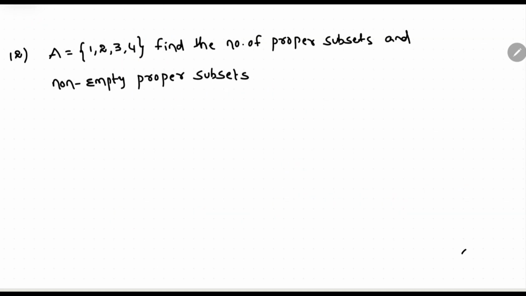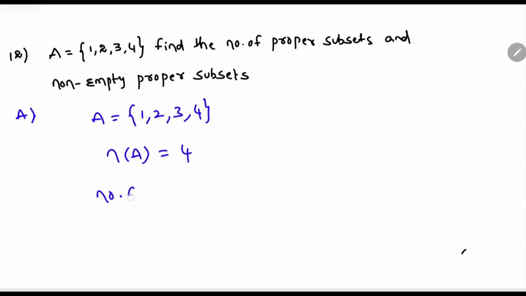Okay, that's it. Here set A equals 1, 2, 3, 4. Therefore n of A is 4. Number of subsets of set A equals 2 to the power n. So 2 power 4, that is 64. No, 2 power 4 is 16.